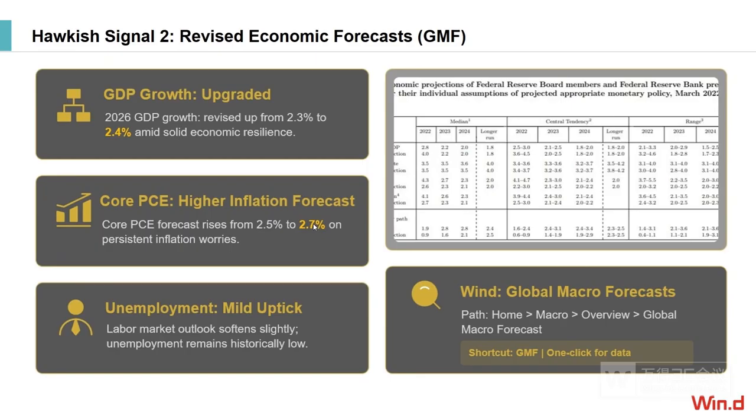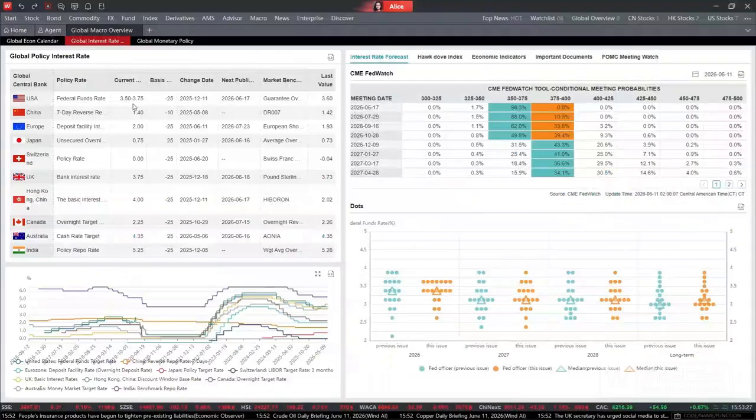The 2026 GDP forecast has been revised up from 2.3% to 2.4%. Core PCE has been significantly raised from 2.5% to 2.7%, indicating that inflation persistence exceeds expectations. The unemployment rate has been slightly adjusted upward, but remains near historical lows. This very dataset is the foundation of the Federal Reserve's confidence in shifting to a hawkish stance.